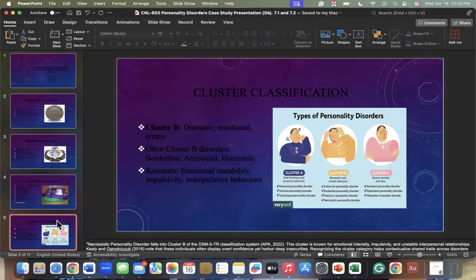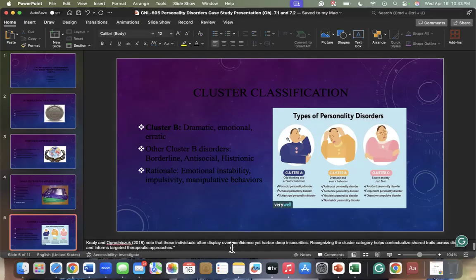They show those traits. So basically, some may be antisocial or have those erratic behaviors.